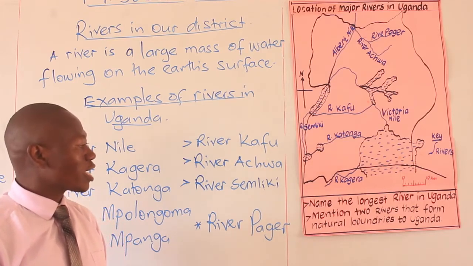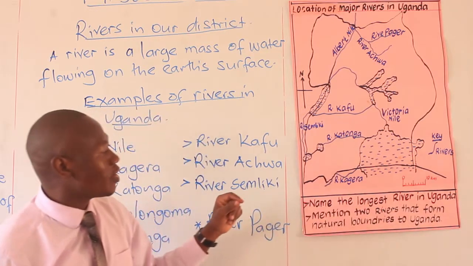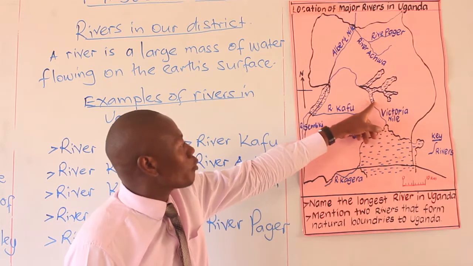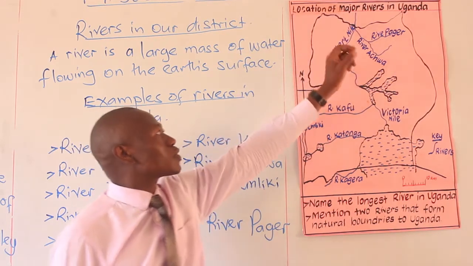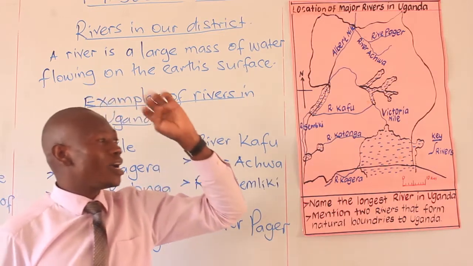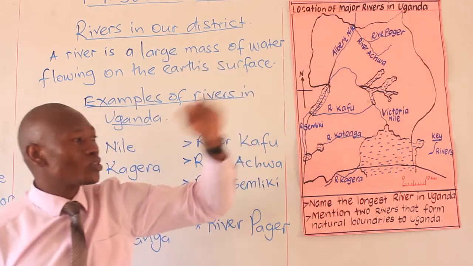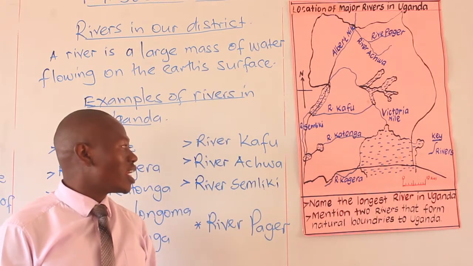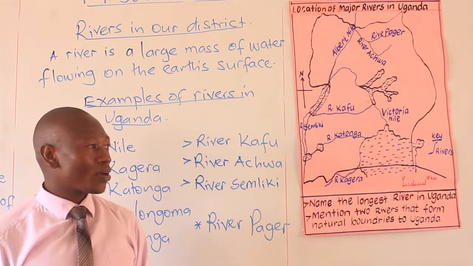So maybe to think about now, we said name the longest river in Uganda. Which one is that? As you can see, this one flows through lakes and continues into South Sudan, then into Sudan, and continues to Egypt, then goes to the Mediterranean Sea. So River Nile is the longest river in Uganda.